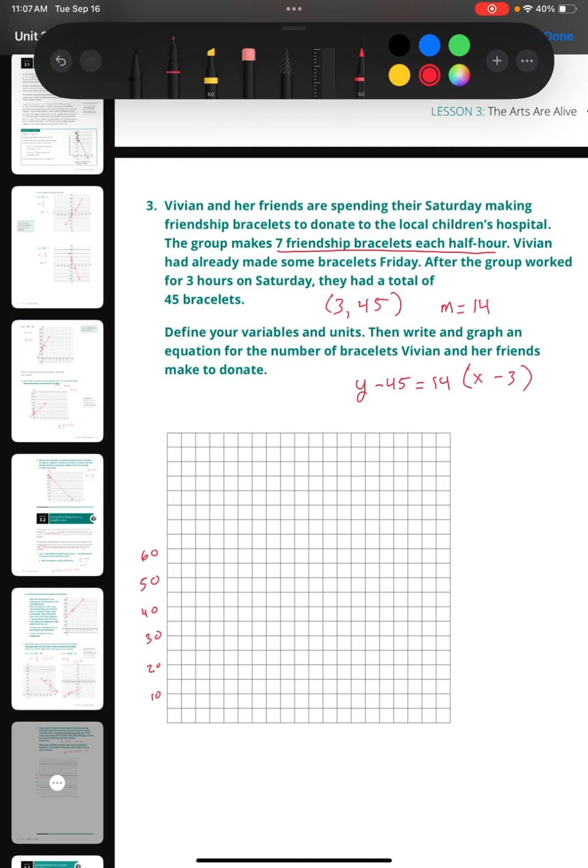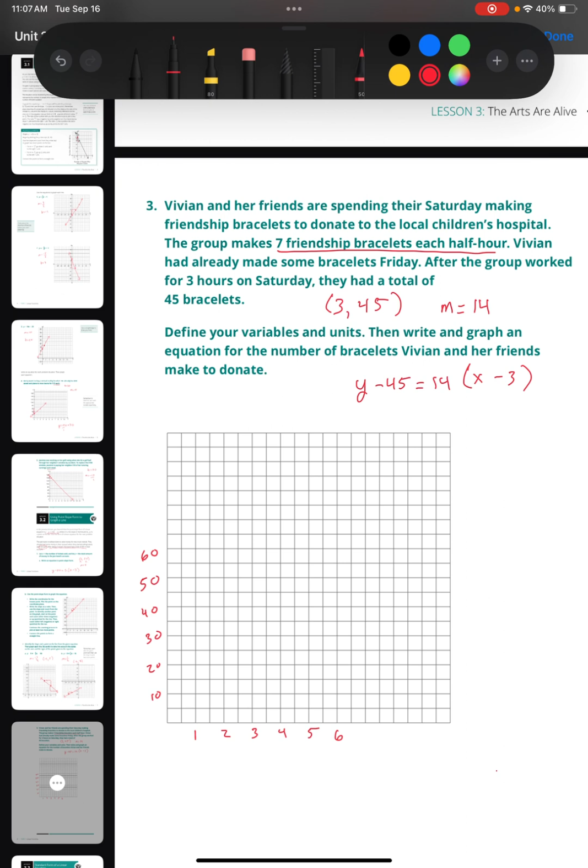For the x direction, the hours, we can just count by 1s. To make it space out a little bit, I'm going to make every grid line a half hour. So 1 hour, 2 hour, 3 hour, 4 hour, 5 hour. Now, there's no wrong way to do that as long as you can fit your data on the graph. We could have two graphs that look different because we've scaled them differently, but they could both be right.